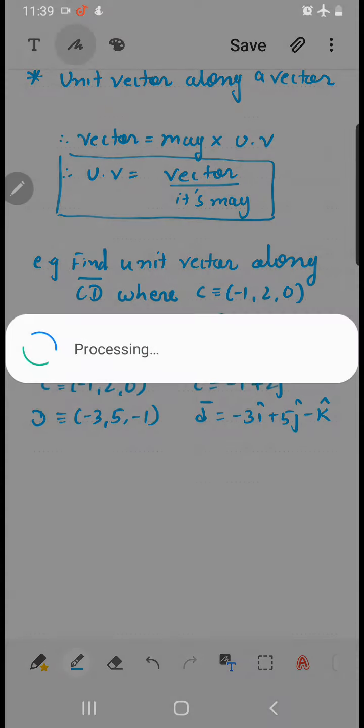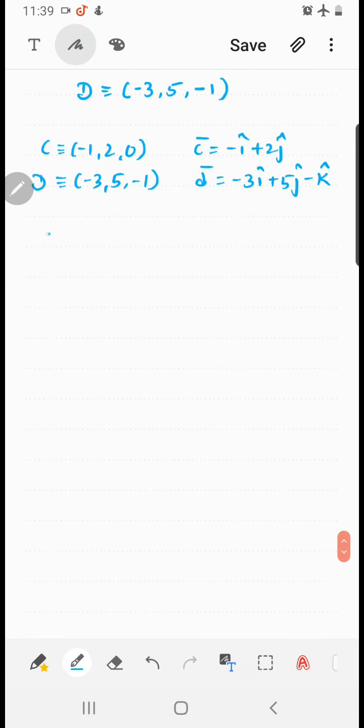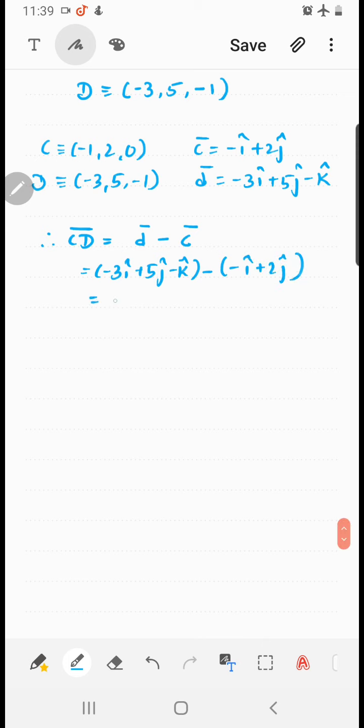Now let us find CD bar. What is the formula to find CD bar? Position vector of terminal point minus position vector of initial point. Now what is D bar? Minus 3i cap plus 5j cap minus k cap, minus of, what is the value of C bar? Minus i cap plus 2j cap. So if I do the subtraction, I get minus 3 minus of minus 1, which is minus 2i cap, 5 minus 2, which is plus 3j cap, and minus k. Here there is no k component, so it is just minus k cap.